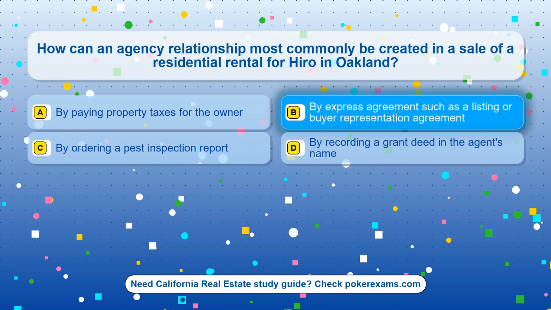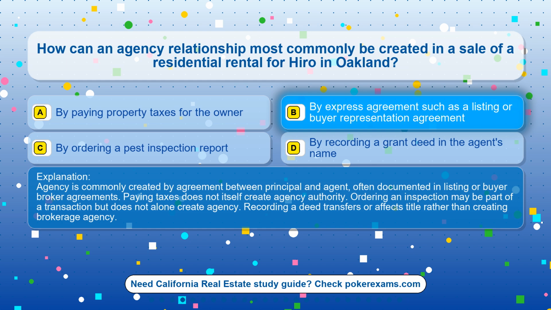The correct answer is option B. By express agreement such as a listing or buyer representation agreement. Agency is commonly created by agreement between principal and agent, often documented in listing or buyer-broker agreements. Paying taxes does not itself create agency authority. Ordering an inspection may be part of a transaction but does not alone create agency. Recording a deed transfers or affects title rather than creating brokerage agency.